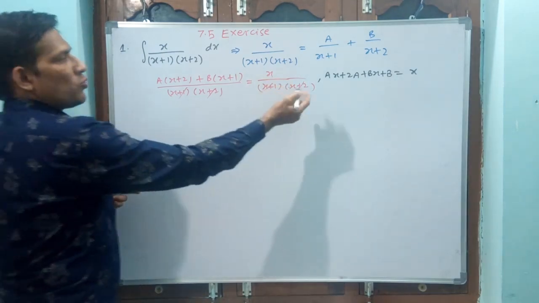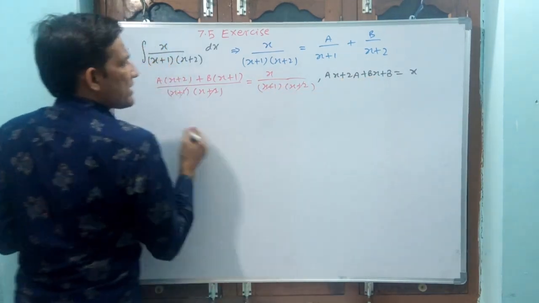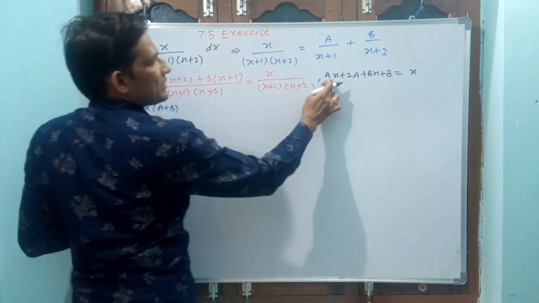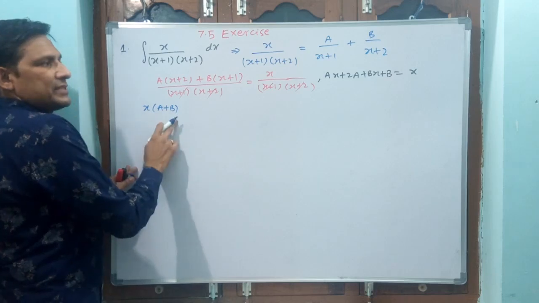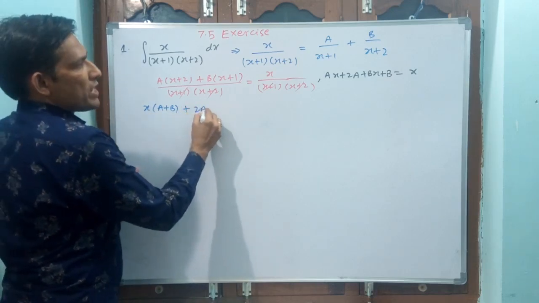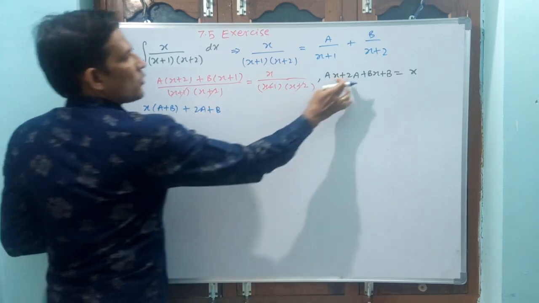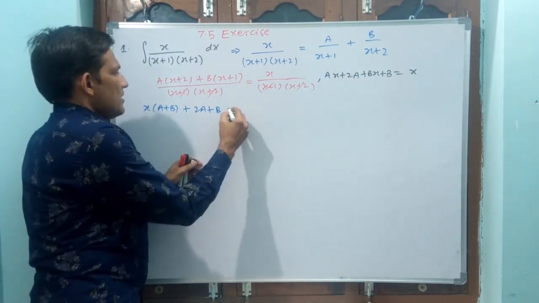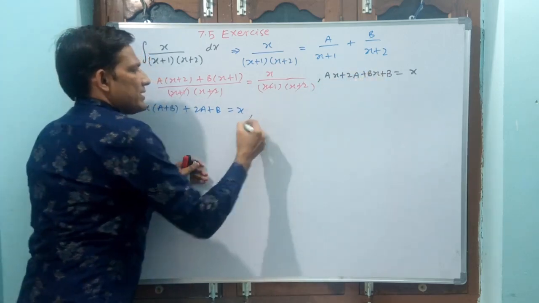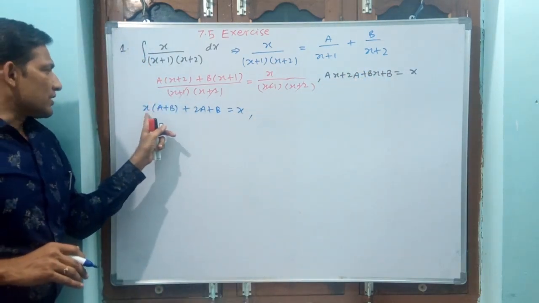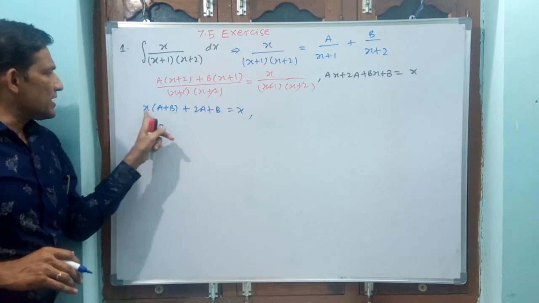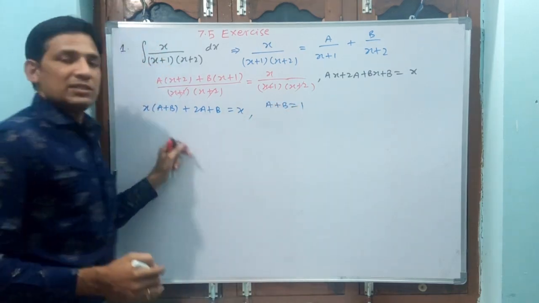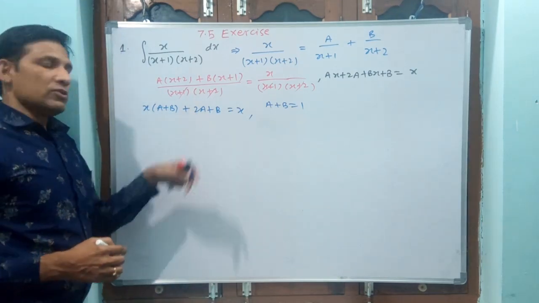Now again you see x factors, you separate x coefficients. If you take x common, a plus b will become xa plus xb, that is x(a plus b) plus 2a plus b. 2a plus b is your constant. That is equivalent to x, the RHS side. Now you compare: the x coefficient is 1 here, and here the x coefficient is a plus b. That means a plus b is equal to 1. This is one equation.